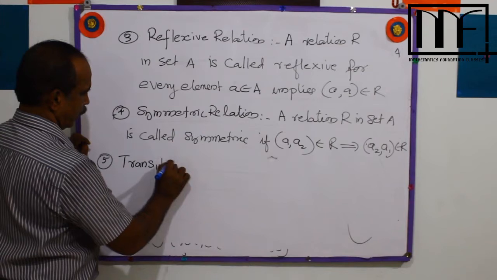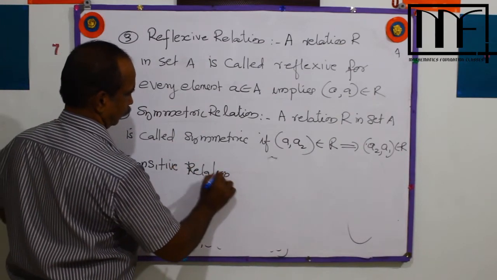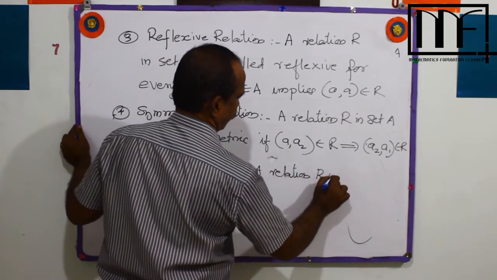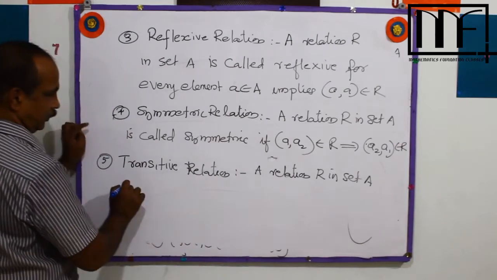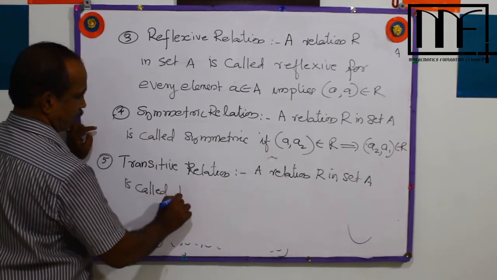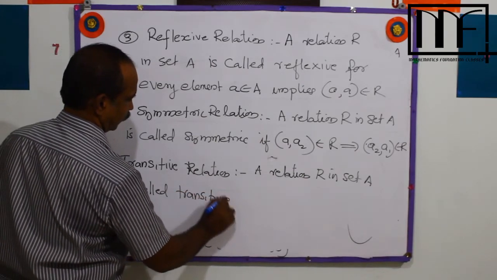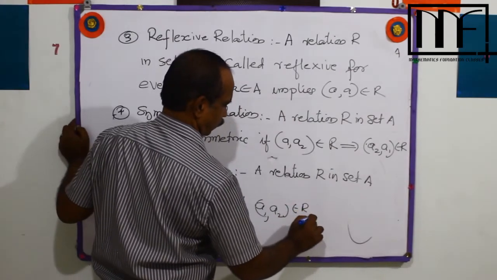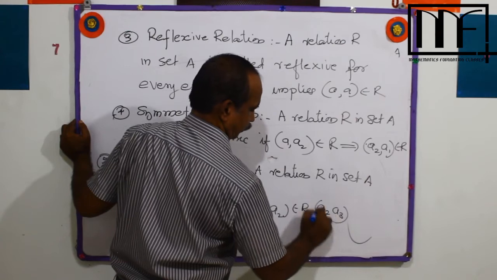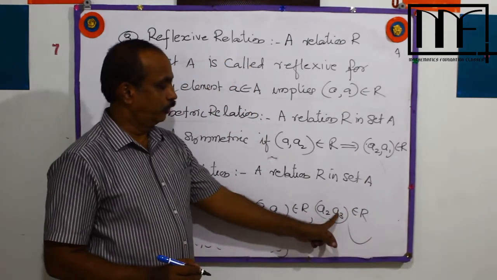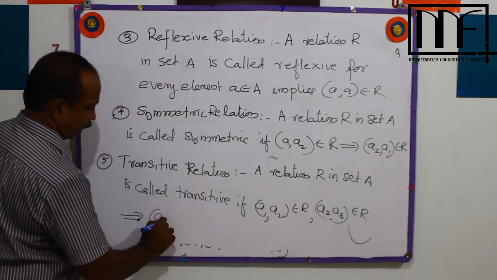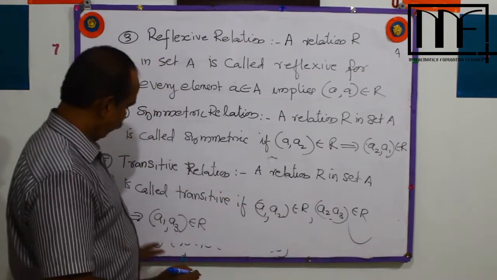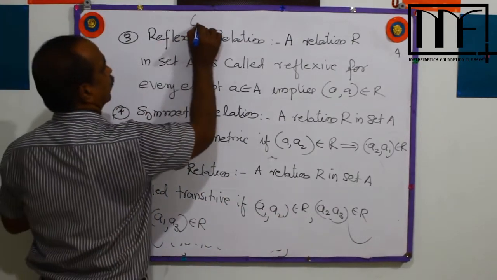And the fifth relation is called transitive relation. A relation R in set A is called transitive if (a1, a2) belongs to R and (a2, a3) belongs to R, which implies that you will find (a1, a3) also there.